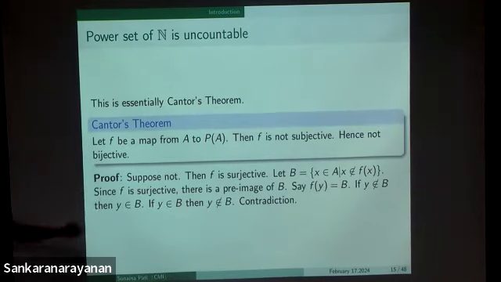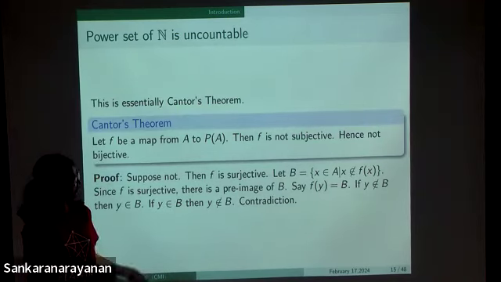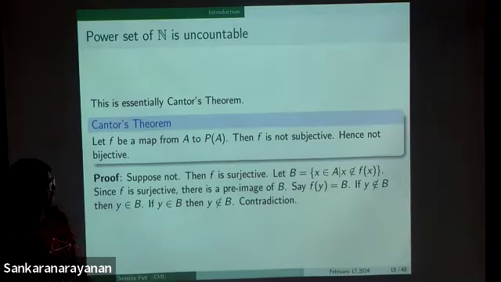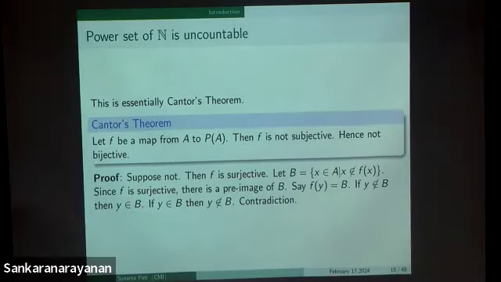Okay, sorry. So the proof is very simple. I say suppose f is surjective. I essentially consider the set B such that it's this collection of x such that x does not belong to f of x. Since it's a surjective function, I can consider the pre-image and then I'll arrive at a contradiction. Can you guys see why the contradiction is working? Take it.